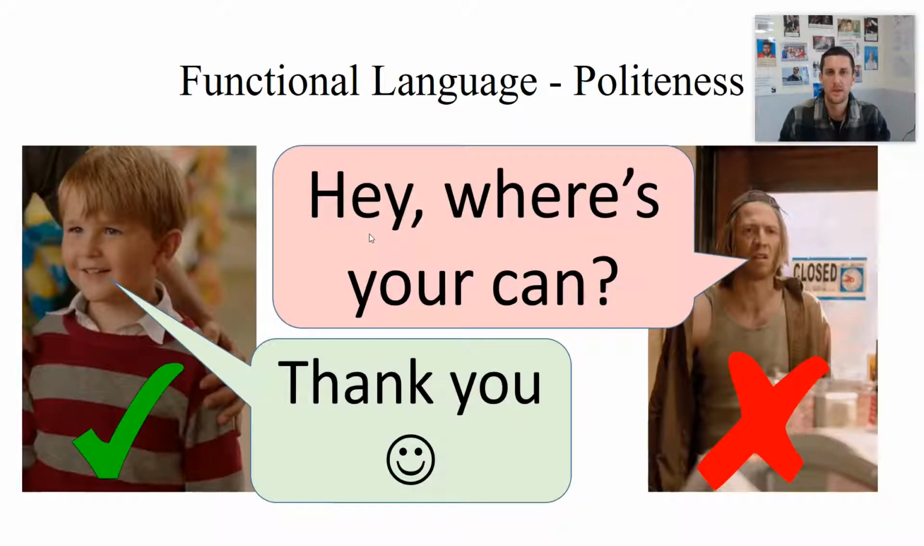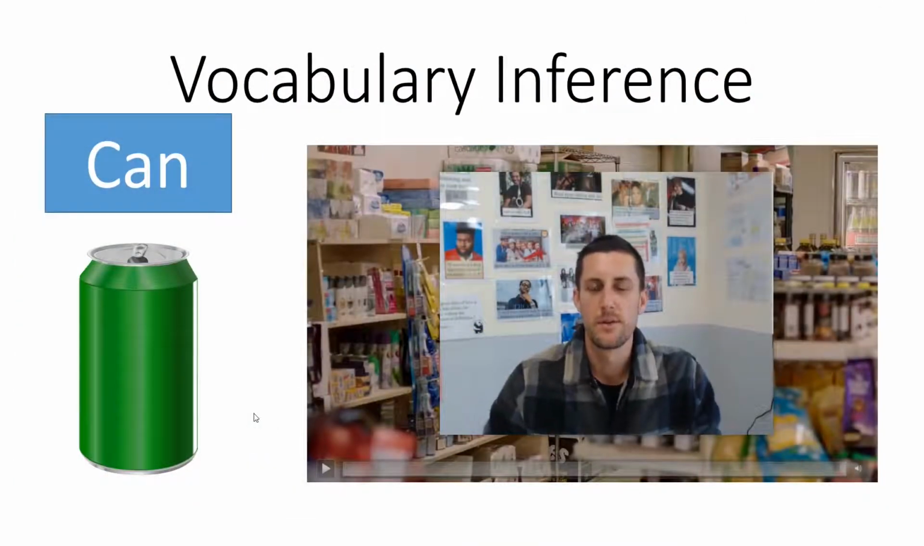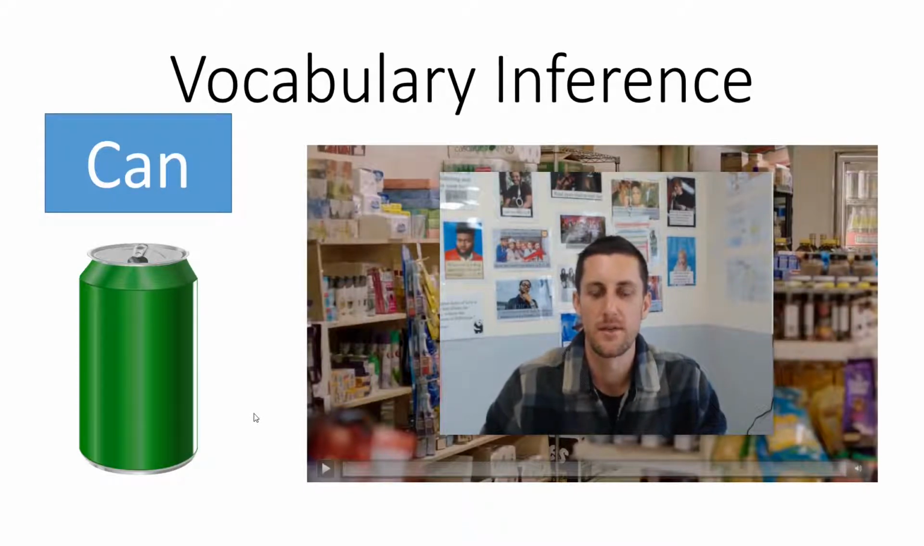"Out of order." is clearly not seen as a very polite sentence, as you can see from his rejection. So maybe you can ask students to make a role play. A customer asks a shop owner to use the toilet. Try to be polite. You can also use the listening text in order to make inferences about the given vocabulary.